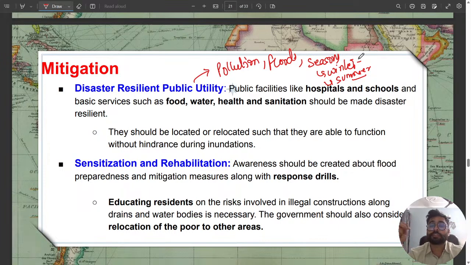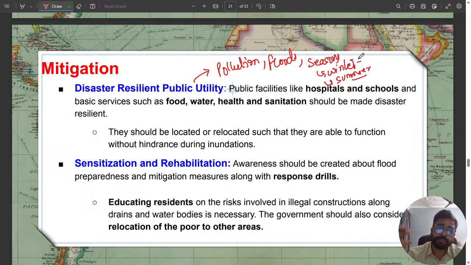Then hospitals, other areas. So we need to develop all our public utility systems so that they can either tackle or are resilient to urban flooding, or we have to relocate them to such places so that they do not witness urban floods that often, or with a very high frequency.